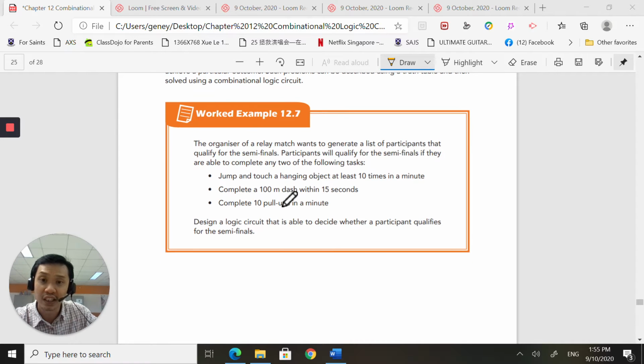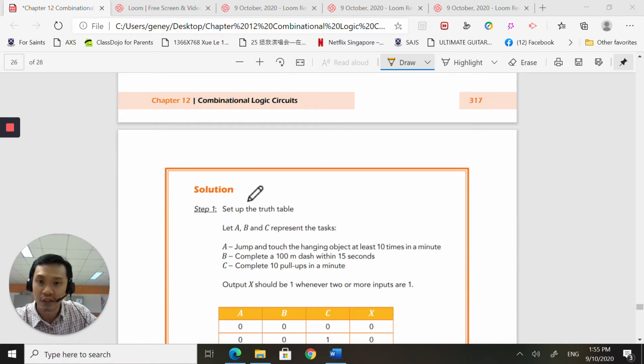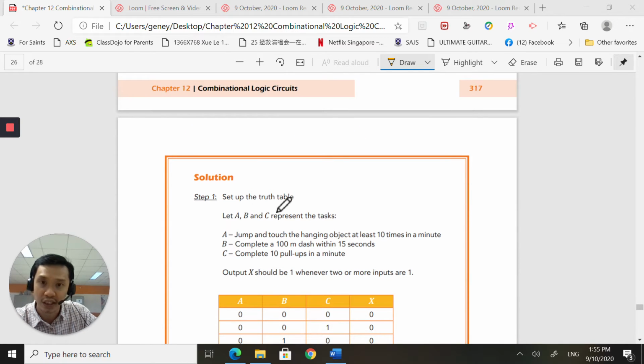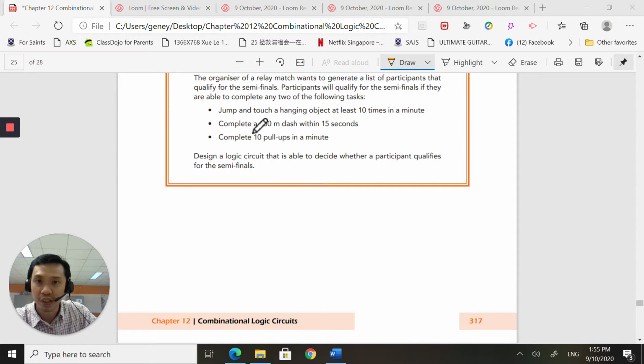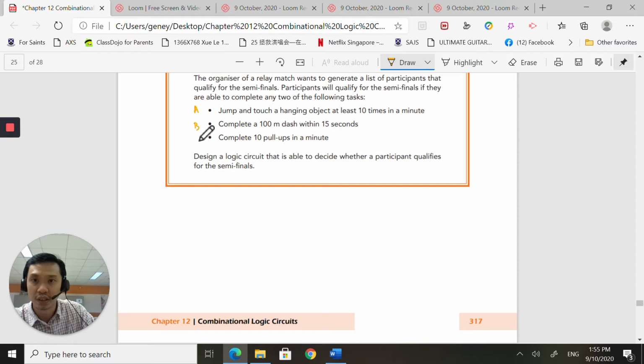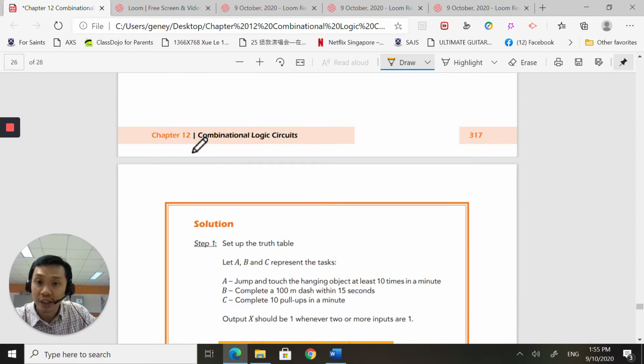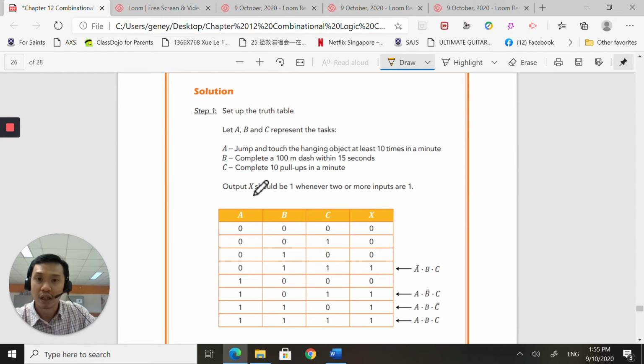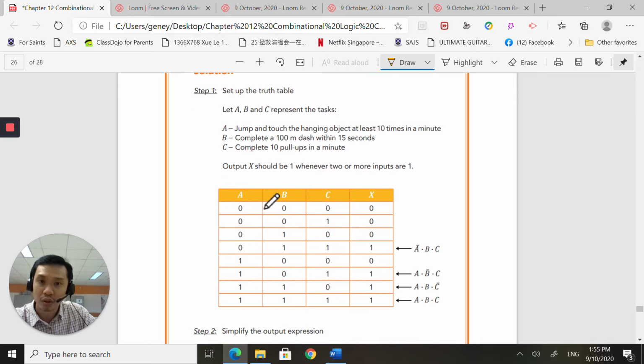So the first thing is let's assign an alphabet to some of these things. I don't know what alphabet they assign, so they call it A, B, C, right? So A, B, C. Same thing, you draw your truth table: 4 zeros, 4 ones, 2 zeros, 2 ones, 1 0, 1 0, 1 0, 1.